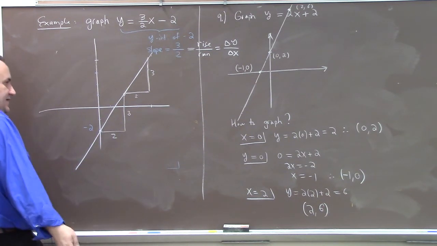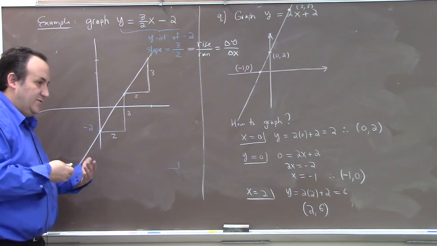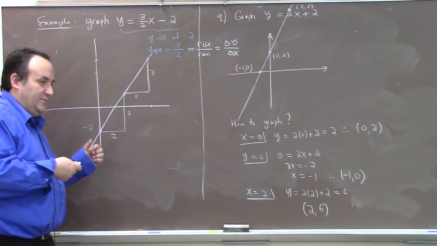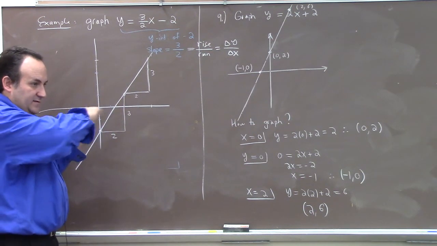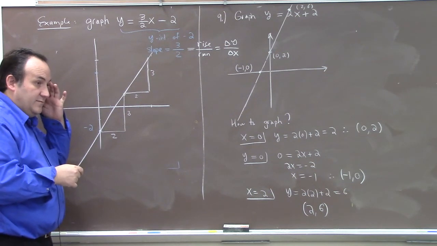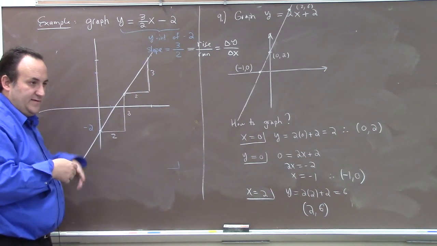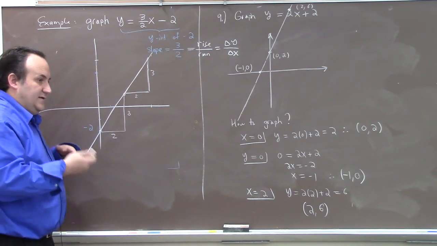Now, I personally think it's easier just to find 2 points and use a ruler, as opposed to finding 1 point and then using the slope to go from there. But people do both. I've done both in the past as a student. Both ideas are useful, you know.